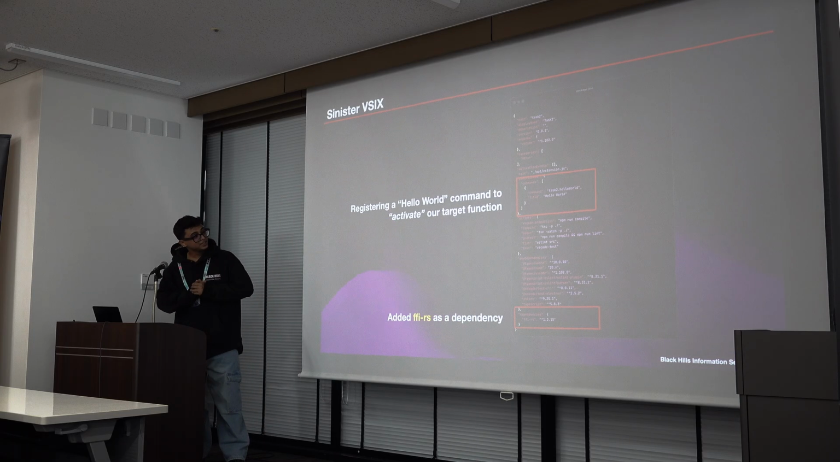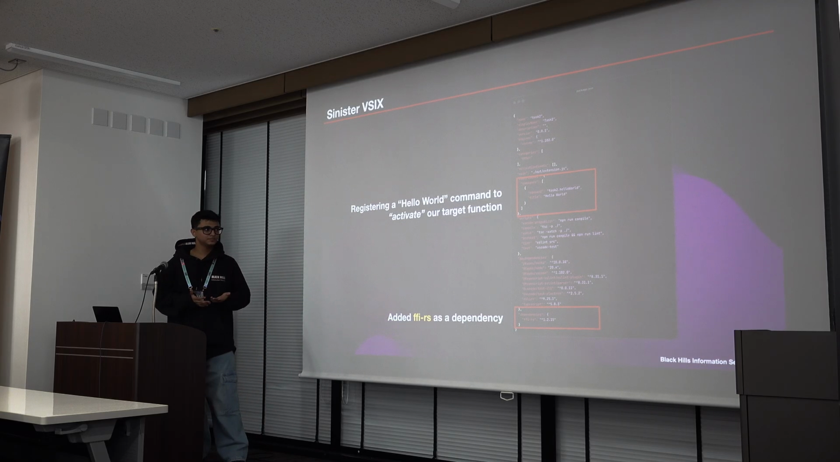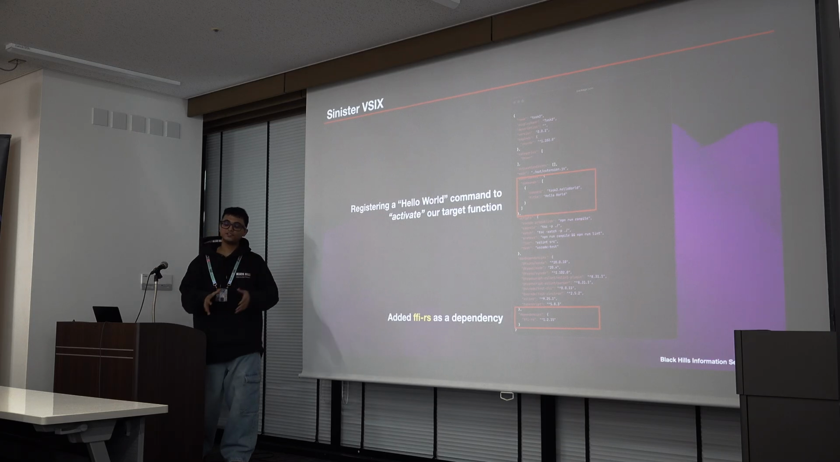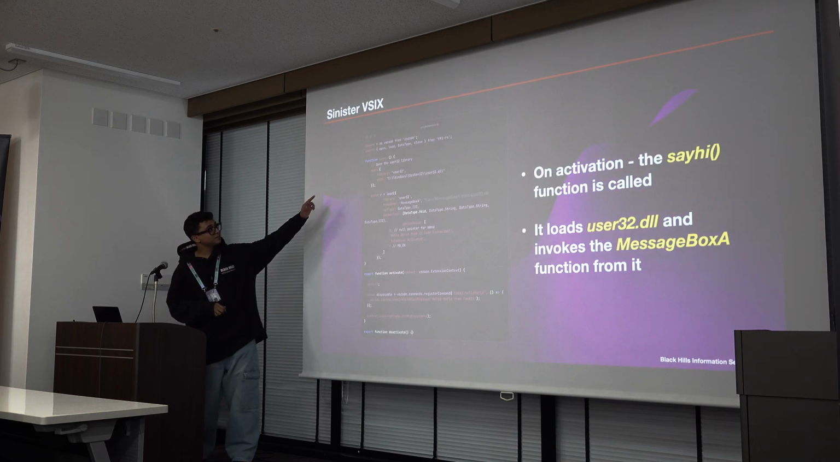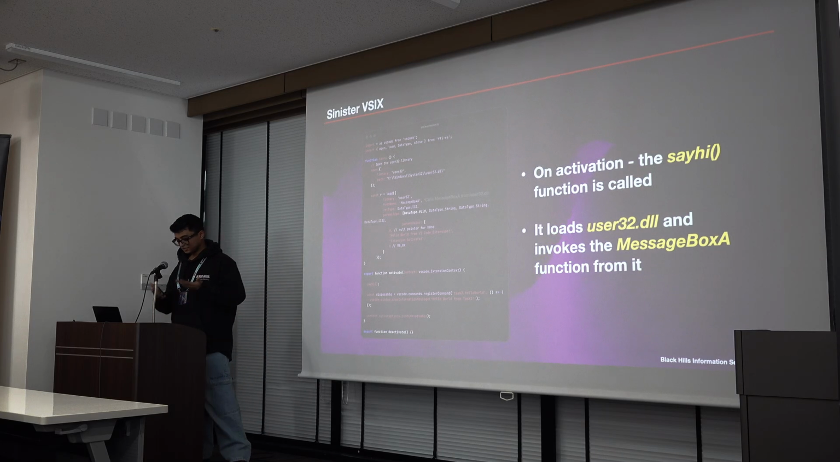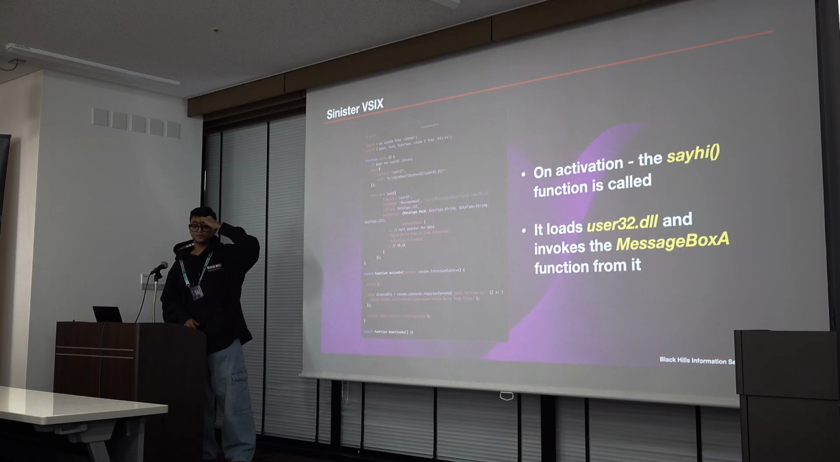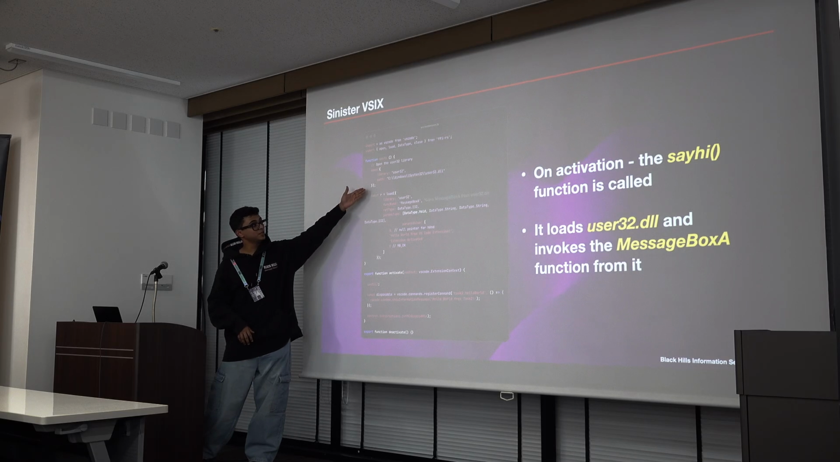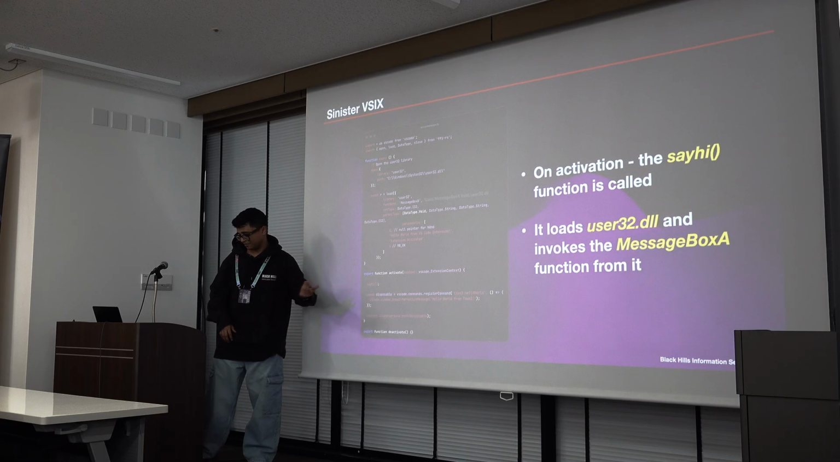Right. The second thing is the command key. Whenever we write an extension, we need to register a certain command, so that when this action happens, or whenever this command is called, you execute this. It's pretty standard stuff. So whenever our extension is called, the sayHi function runs. Again, this is pretty standard MessageBoxA code: we are loading user32 DLL, and we are calling the MessageBoxA function from it with some parameters.